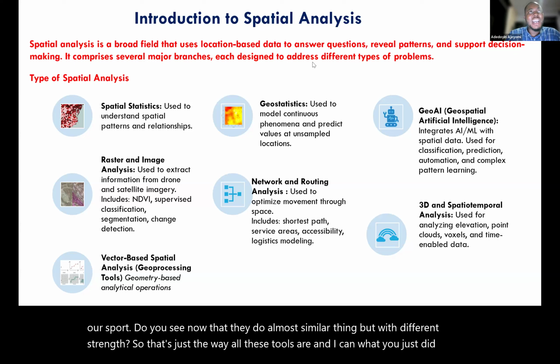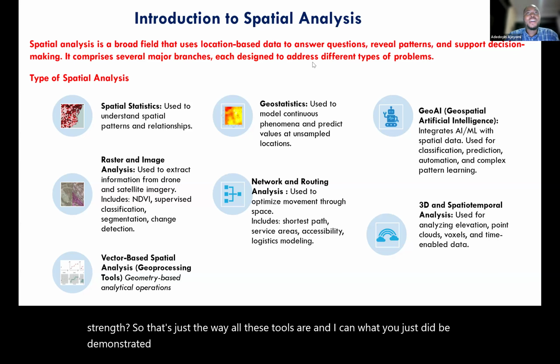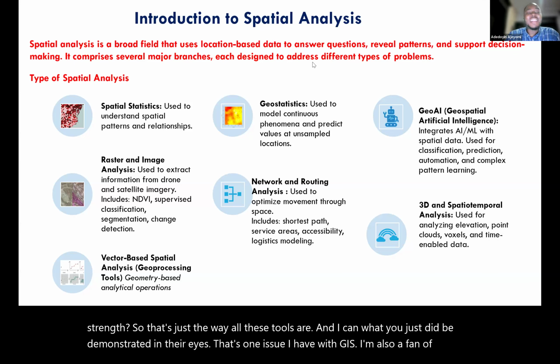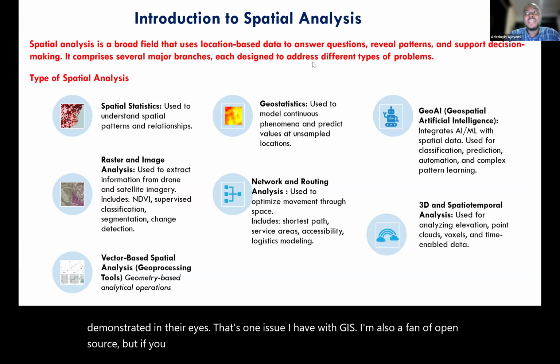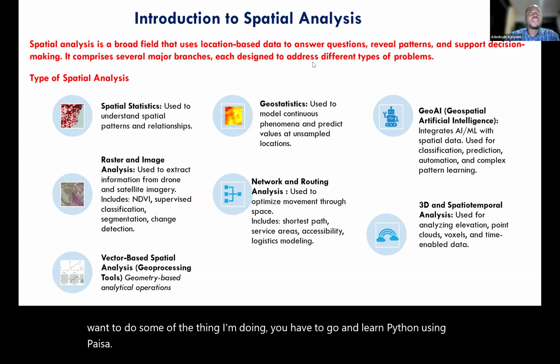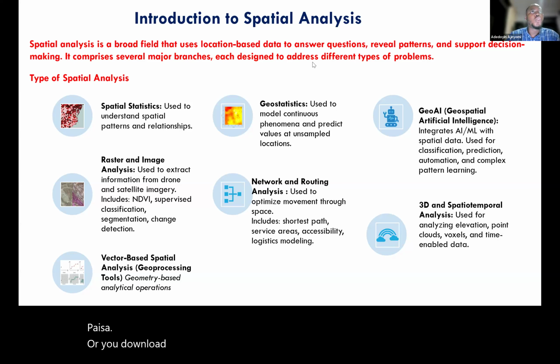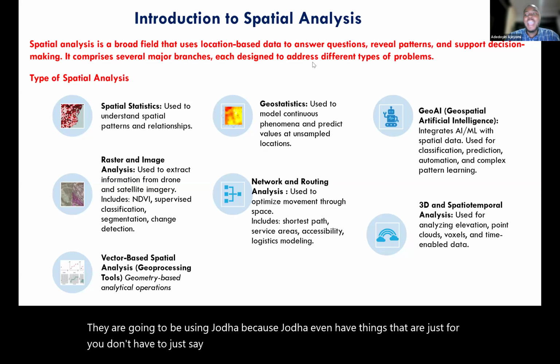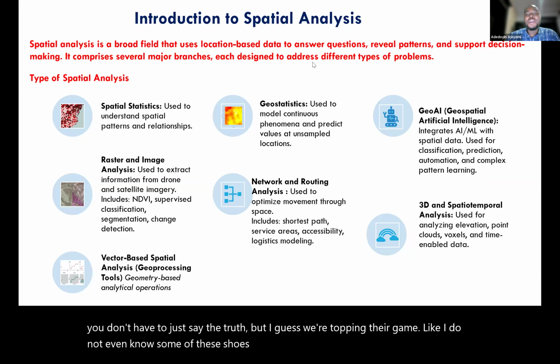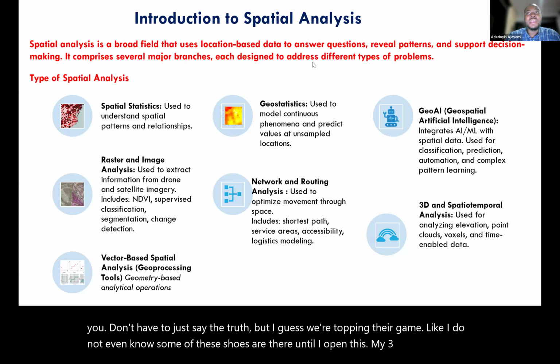That's one issue I have with GIS. I'm also a fan of open source, but if you want to do some of the things I'm doing, you have to go and learn Python using PySAL, or you download GeoDa. GeoDa is actually a geospatial open source tool for statistics. You are going to be using GeoDa because GeoDa even has things that ArcGIS Pro does not have, to say the truth. But ArcGIS Pro is topping their game. I don't even know some of these tools are there until I open this version 3.5 because I've not even been inside this toolbox in a while.